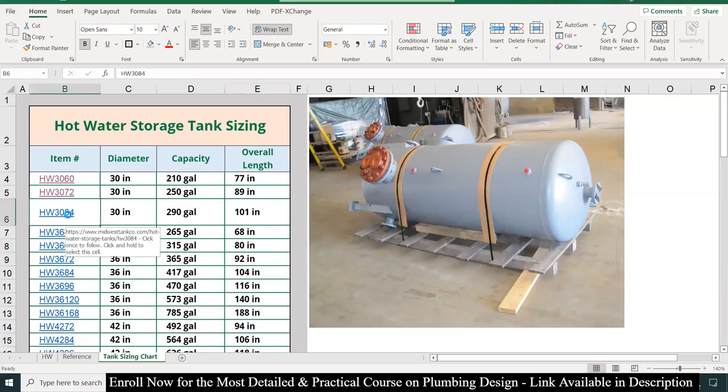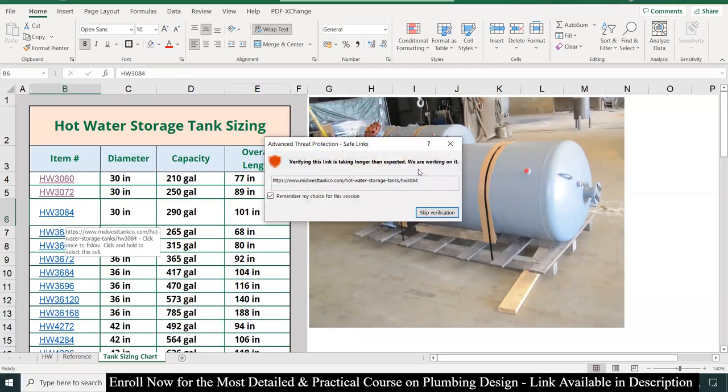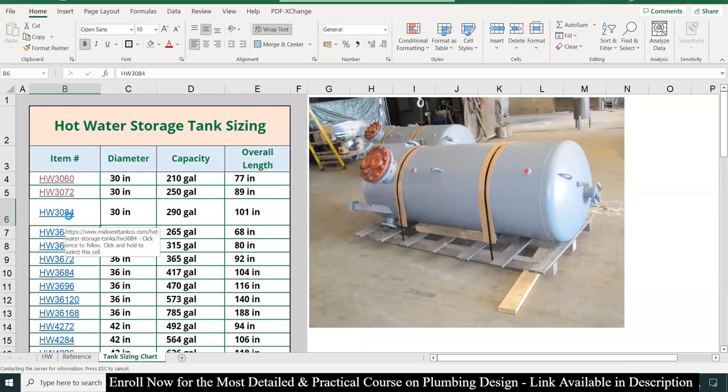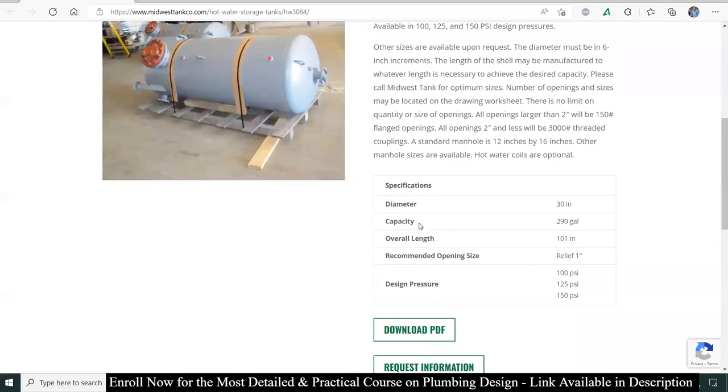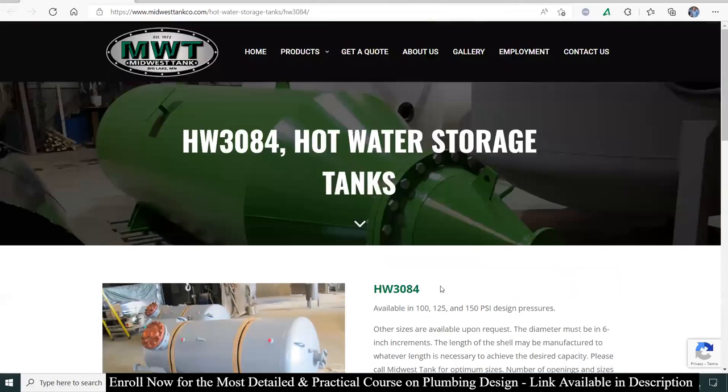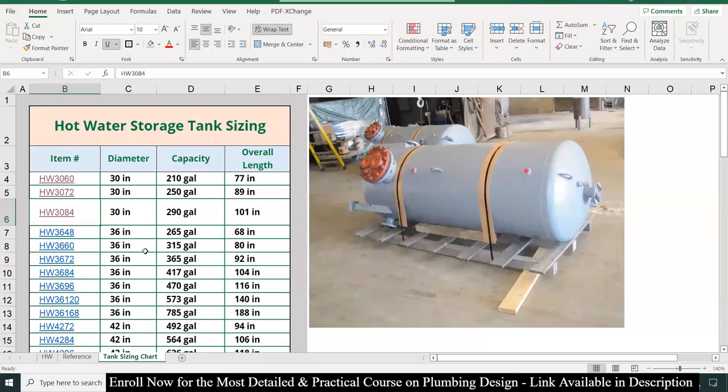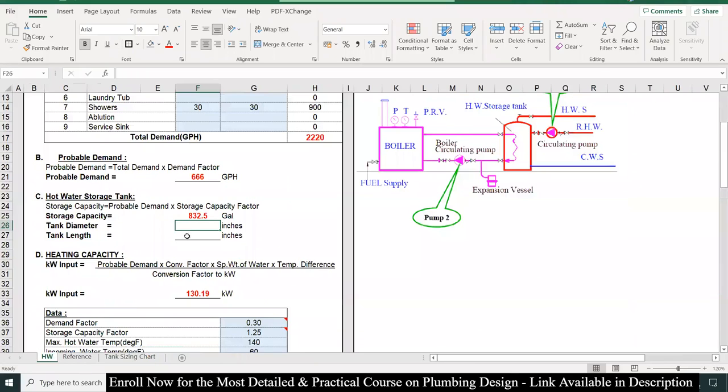When you click on this link, it will direct you to the site of this tank manufacturer. So this is as per the tank manufacturer. It can vary, it's not a fixed value. It will direct you to this site and you can download all those values, diameter and specifications, from here. But you have to follow as per your recommendation or the list of makes that your project is following.